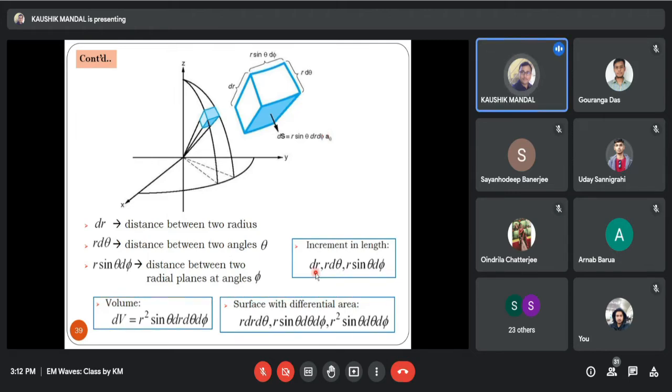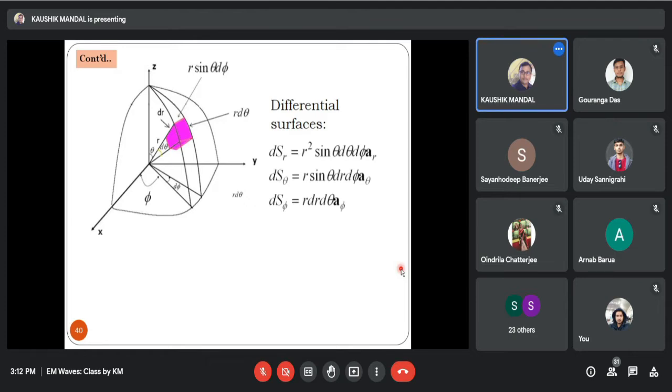And this is the corresponding increment in the length. The increment dr is the direct increment in the length r. r d theta is the increment corresponding to the theta angle, and r sin theta d phi is the corresponding increment in the phi angle. Now from this figure it will be more clear. This is the d theta angle, this is the initial angle theta, this is the phi angle, this is the incremental angle d phi. Okay.